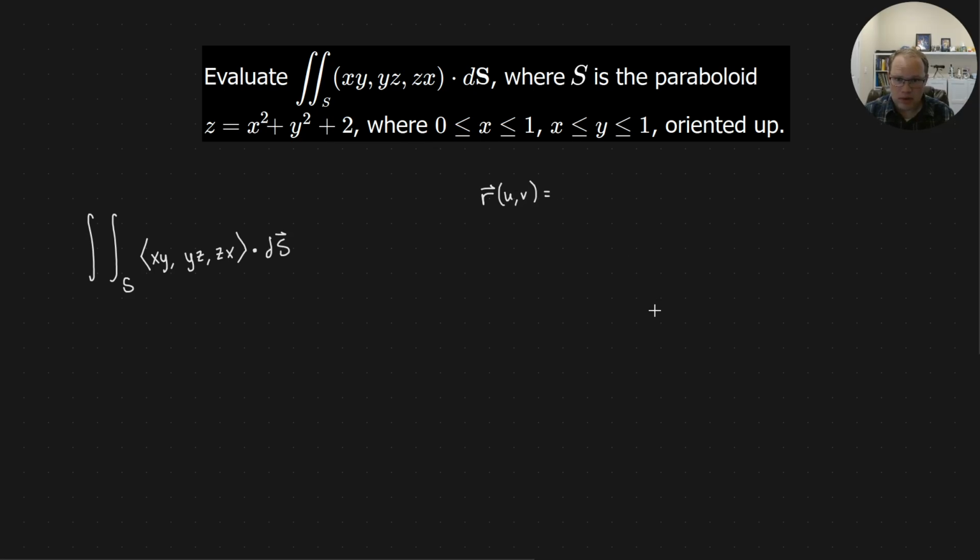So there are different possibilities, but probably the most straightforward one is z equals, so I could just set x equal to u, y equal to v, and then z would be u squared plus v squared plus 2. Since u is x, that means u should be between 0 and 1. And since y is v, v should be between x and 1, or in other words, u and 1.